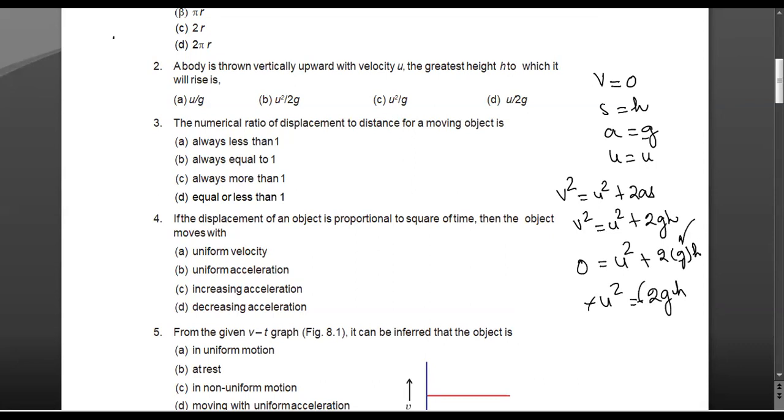Why am I taking g as negative? Because when the object is moving upward, its acceleration is considered negative. Now you need to calculate the value of h only, so that will be u square upon 2g. So u square upon 2g means B is the correct option. Copy this one quickly, because in this half yearly examination we are going to have only objective questions.